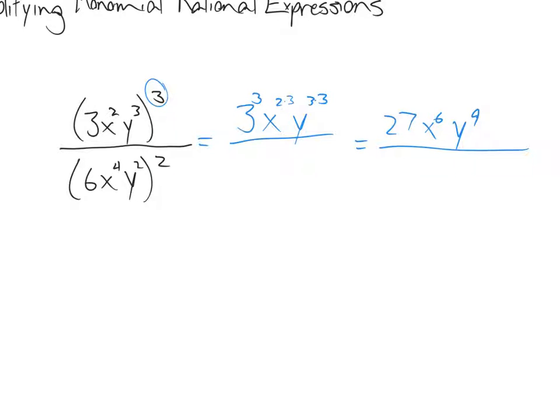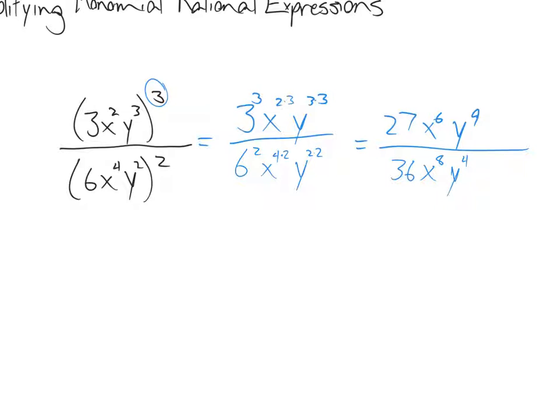So, now we have the denominator, okay? The denominator, same thing, 6 squared, x to the fourth times 2 power, y to the 2 times 2 power. So that gives us what as our denominator? 36 x to the 8th y to the 4th. Okay, 36x to the 8th y to the 4th.